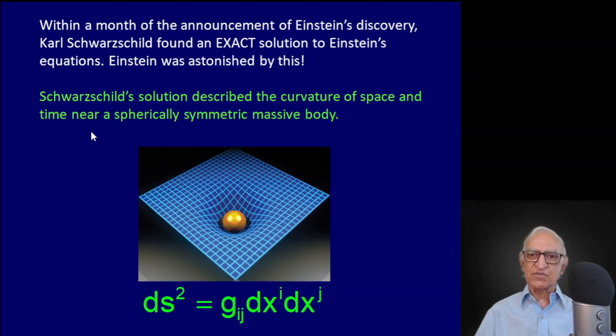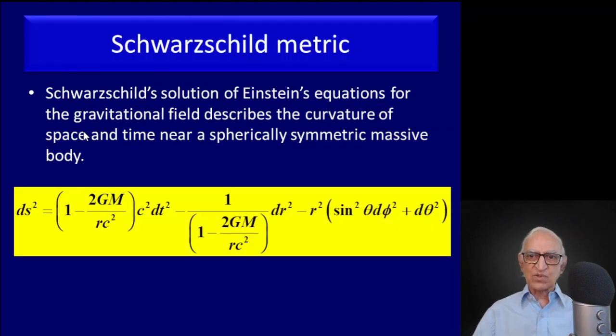Now, what Schwarzschild's paper dealt with was the following. It described the curvature of space and time near a spherically symmetric massive body, outside the spherically symmetric massive body. And this was the exact solution of Einstein's equation that Schwarzschild found under these very remarkable circumstances. If you remember, according to Minkowski, ds², which is the distance between two events in space-time which are infinitesimal distance apart, is given by c²dt² minus (dx² + dy² + dz²), or written in terms of polar coordinates, it would have read c²dt² minus dr² minus r² sin²θ dφ² plus dθ². I'm sure you're familiar with writing this in spherical polar coordinates.